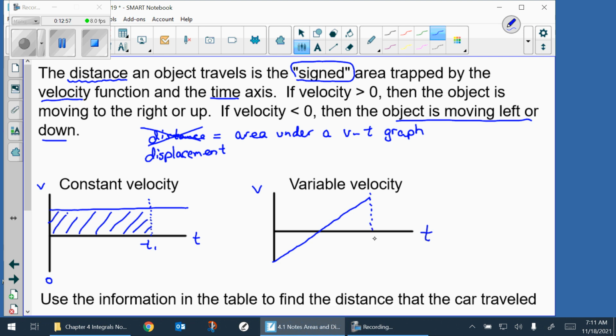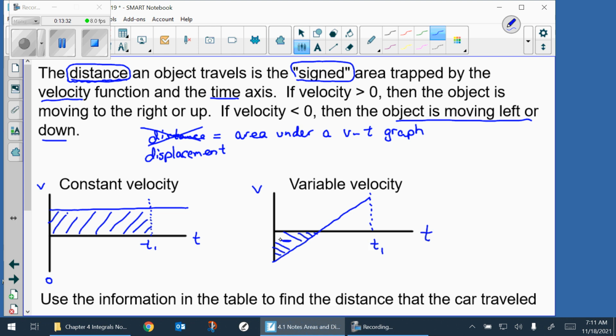What is my displacement between the time of 0 and the time of 1? Well, let's find the area under the curve. Because it says, and again, this word right here will be displacement. The displacement is the signed area. So this has an area, but since it's located below the x-axis, we're going to consider that displacement to be negative.